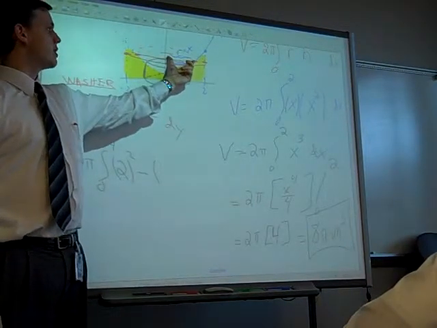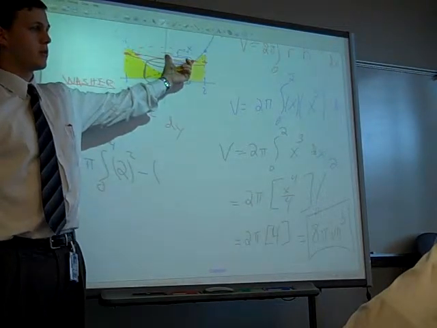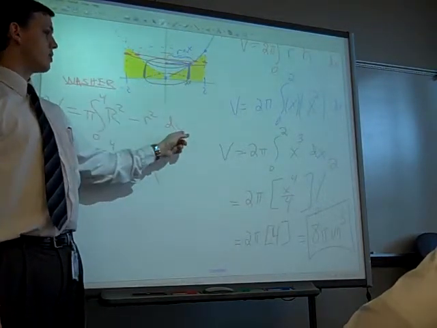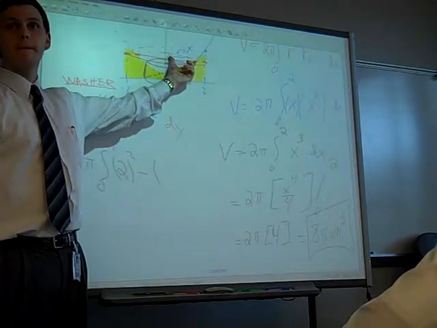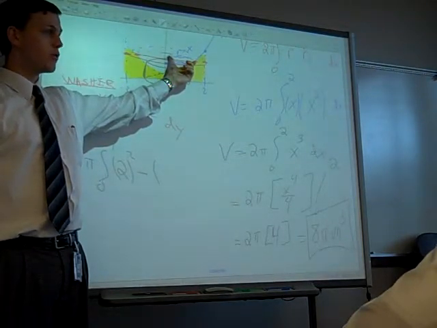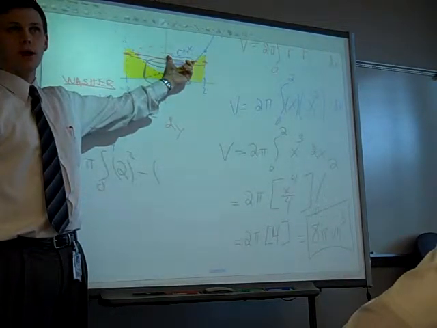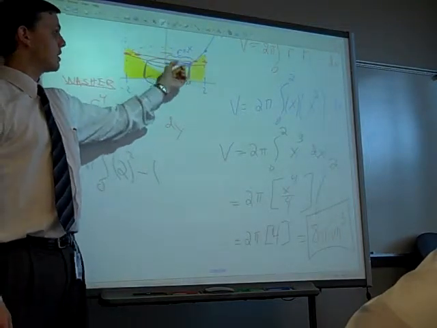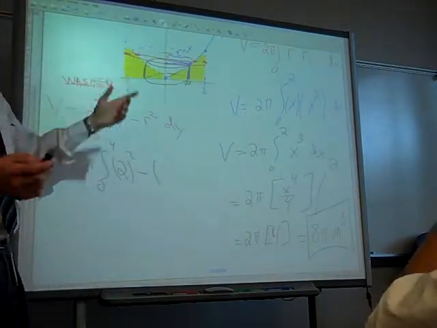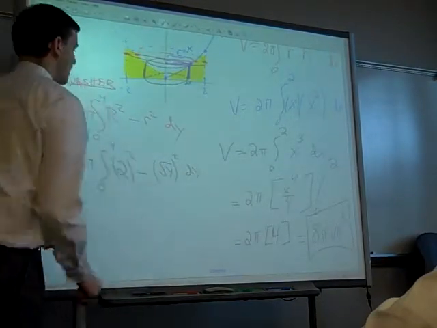Well, earlier we said little r was x. It's a dy integral, so how can we write x in terms of y? Square root of y. Everyone understand why it's the square root of y? This distance here is x, and we know that y equals x squared. So solve for x. You get the square root of y, quantity squared, dy.